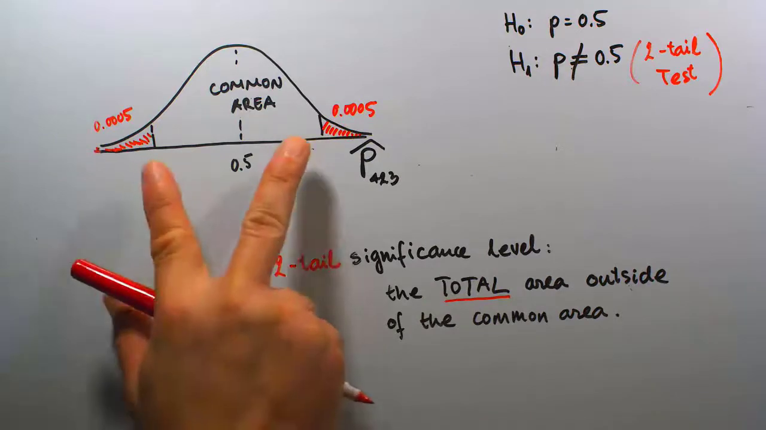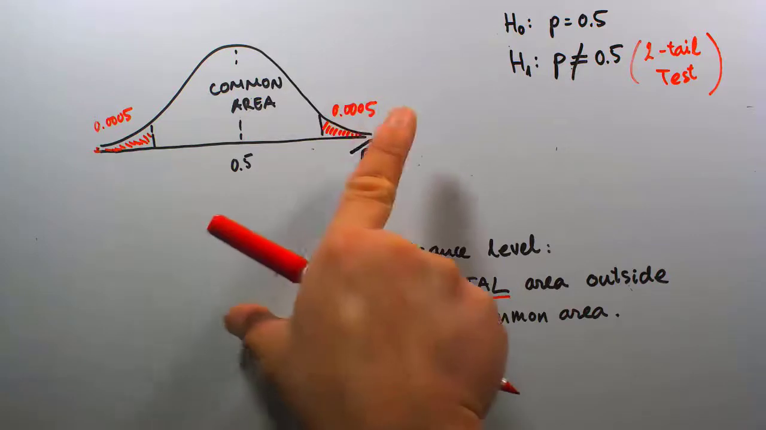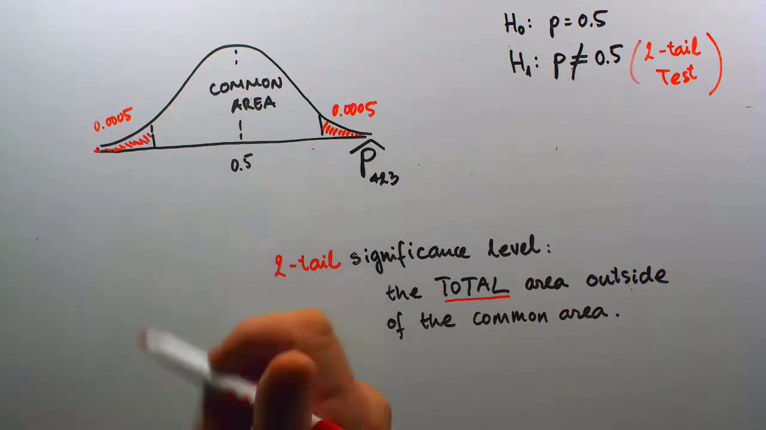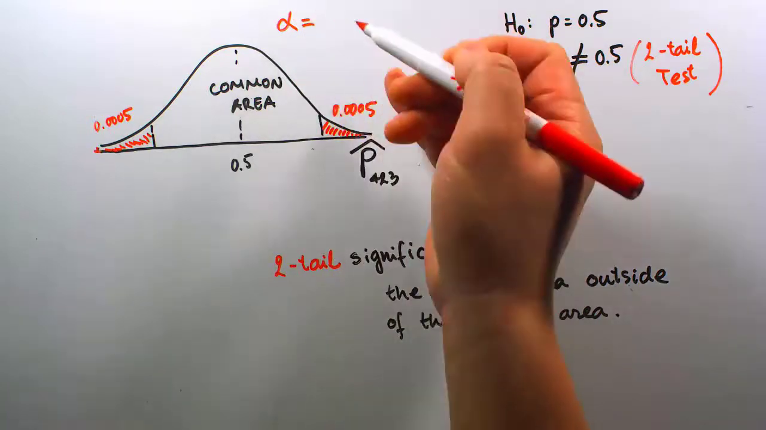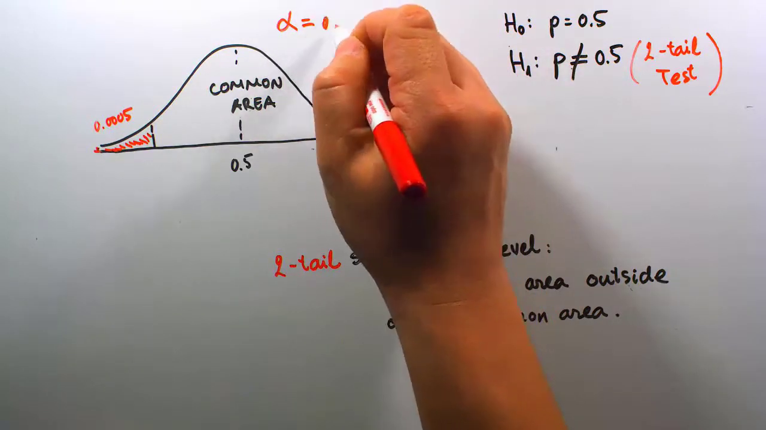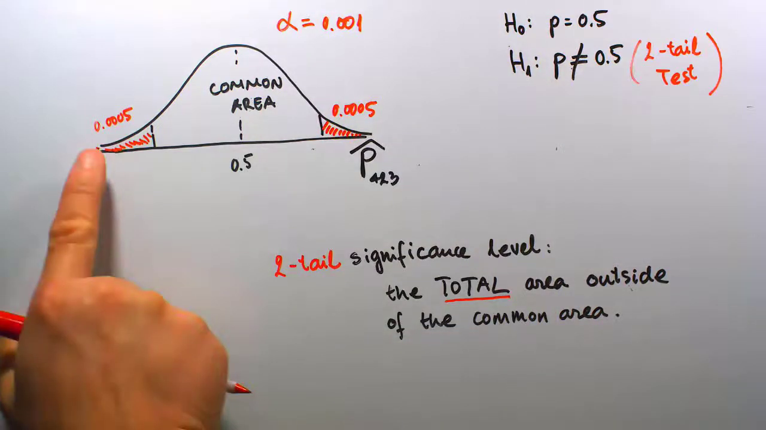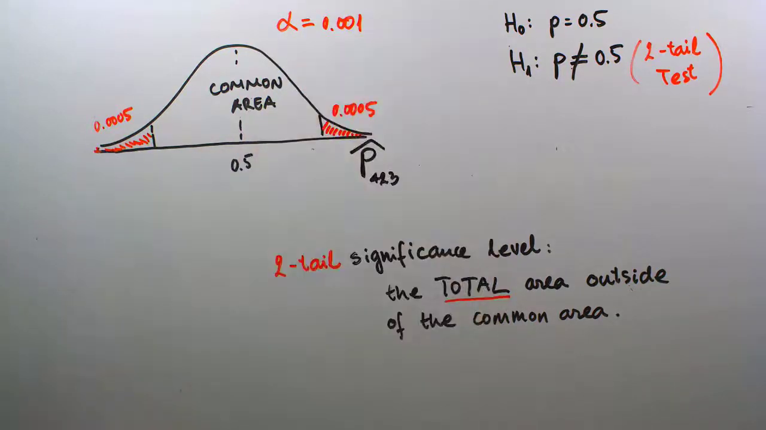So outside of the common area, there's always two symmetric areas to the left and to the right. And so the two-tailed significance level is the total area outside the common area. That means once we already knew that our total given significance level as a two-tailed significance level is 0.001, then each little tail here is only a half of that. That's a consequence that I was trying to point out right there.